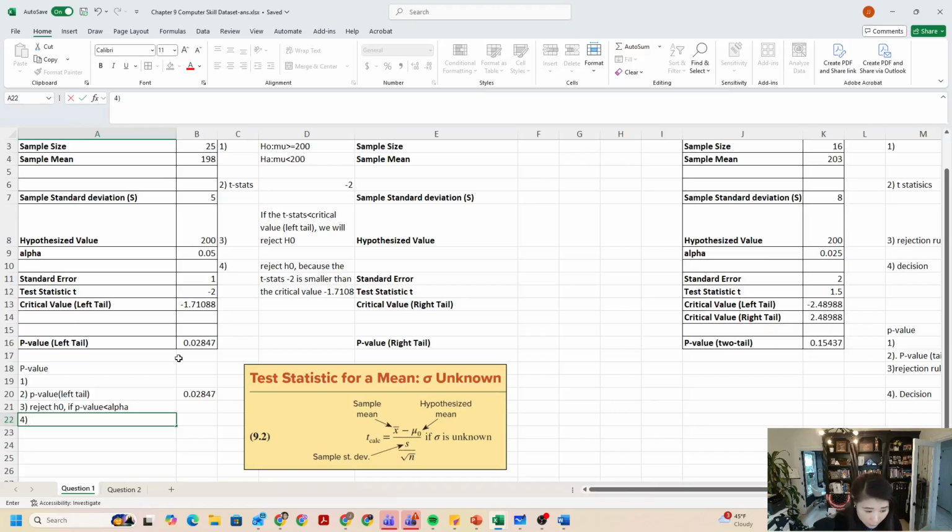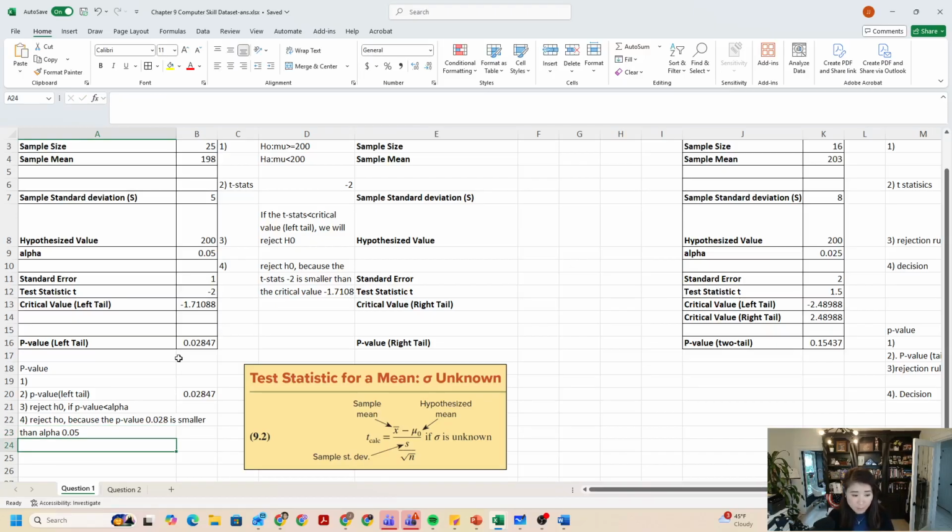So the decision will be reject H0, because the p-value 0.028 is smaller than alpha 0.05. Okay, so this is the answer for question number B.